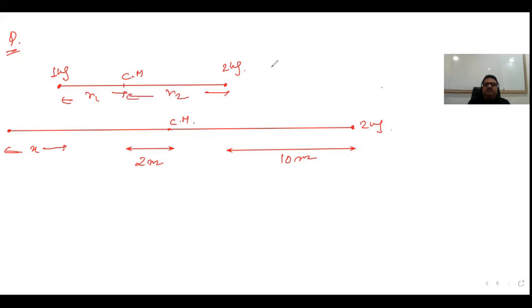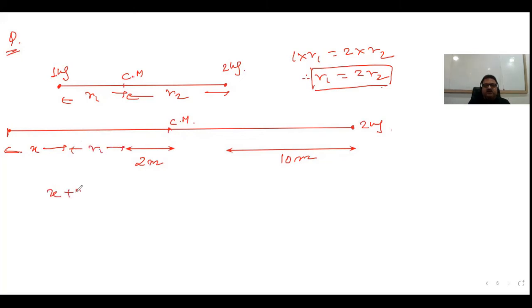Now watch here what I am doing. M1R1 equal to M2R2. That is 1 into R1 is equal to 2 into R2. That is R1 equal to 2R2. Okay, now here, watch it. From here to here, what is the total distance? Look at this. This distance is R1.